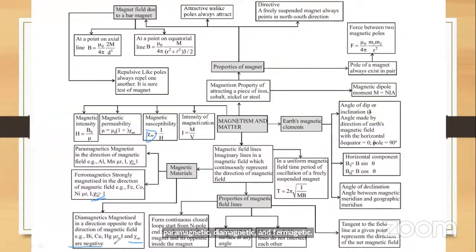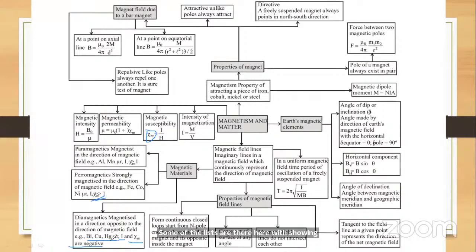At least you need to remember gases. Oxygen is a paramagnetic material, not ferromagnetic, and carbon dioxide is diamagnetic, not paramagnetic. Some lists are there which show diamagnetic materials.